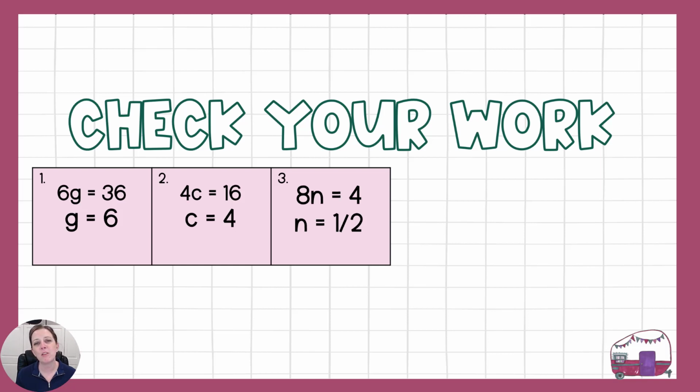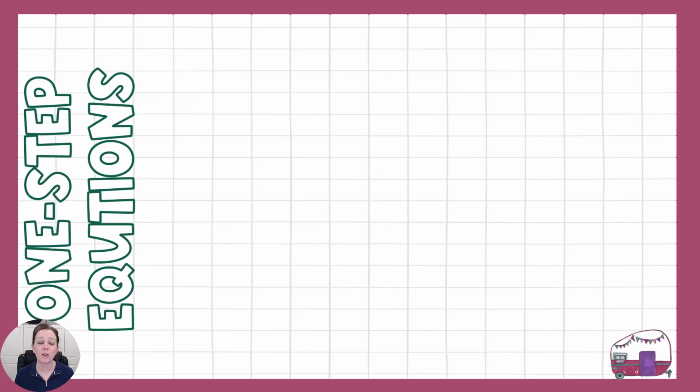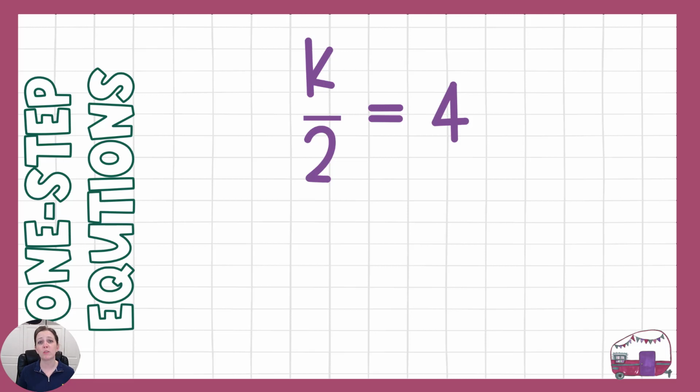Let's go ahead and now look at the last kind of problem we're going to look at this year, and that for one-step equations, that is. And let's do some division. So k divided by 2 equals 4. What divided by 2 equals 4? Well, we've been doing the opposite. What's the opposite of division? You got it, multiplication. We're going to multiply by 2.